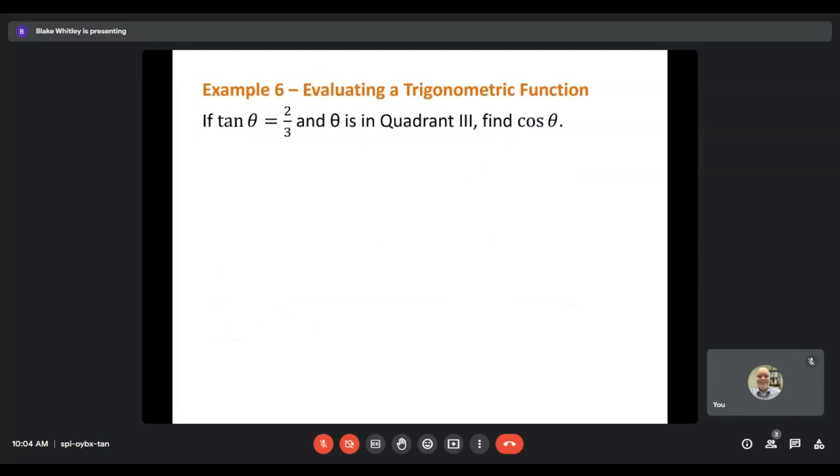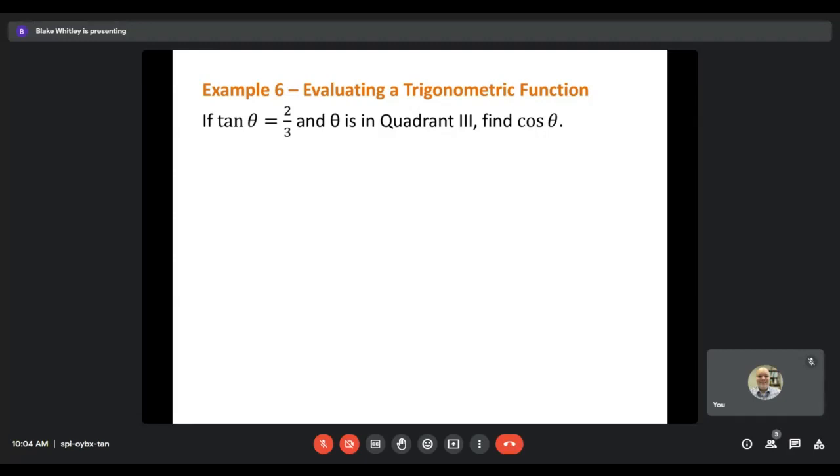All right, now the next one here, we're given that tangent theta is 2/3, and we know that theta is in quadrant 3, and we're asked to find cosine. So first thing we want to do here is think about what the tangent of theta actually tells us and how we can relate that to cosine.